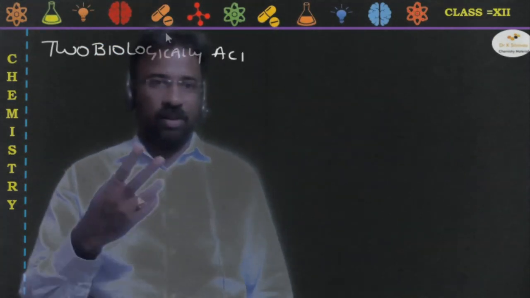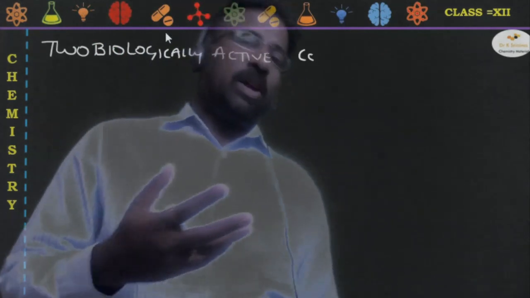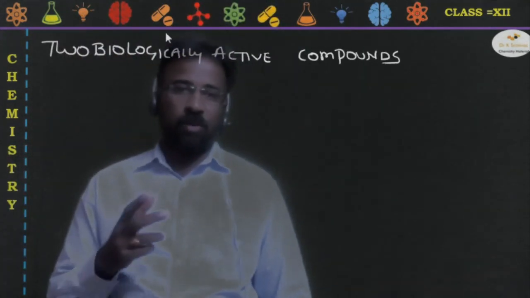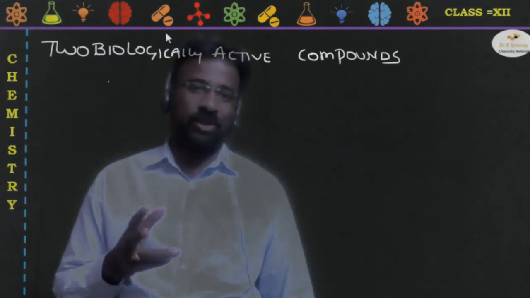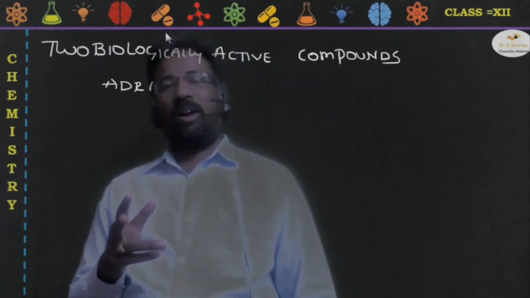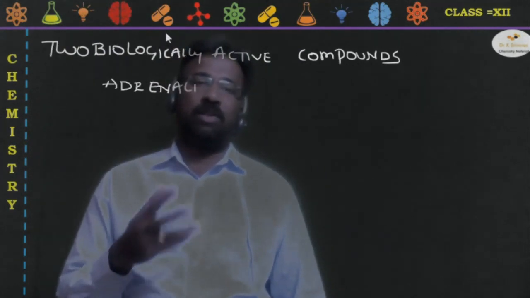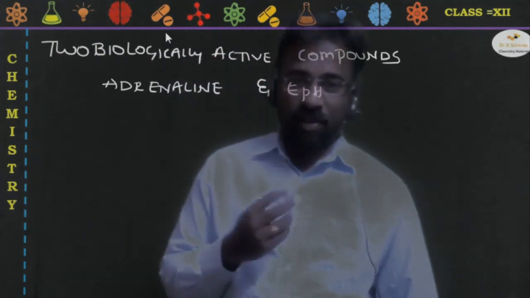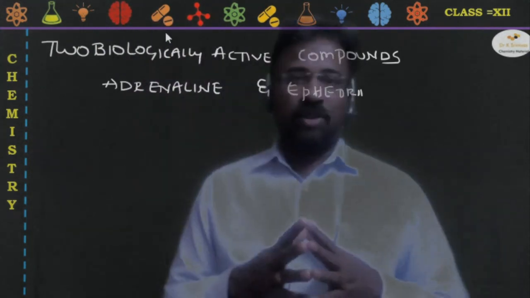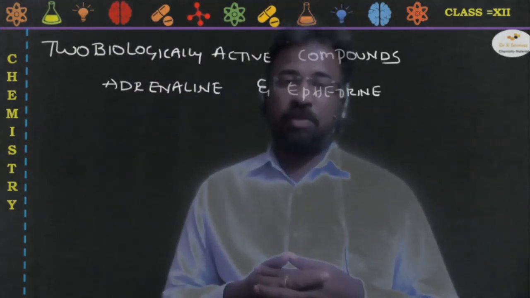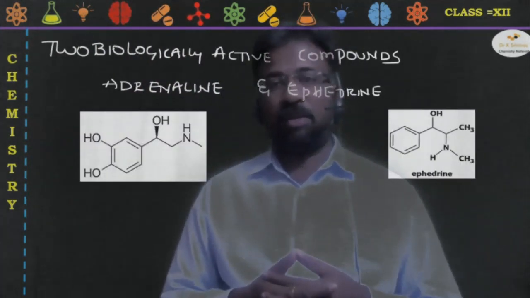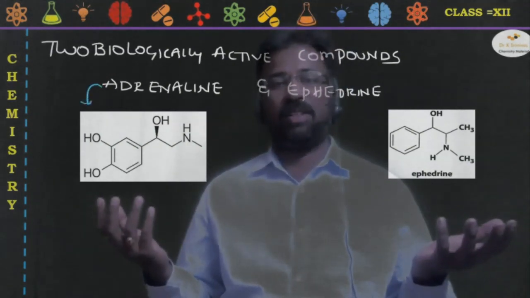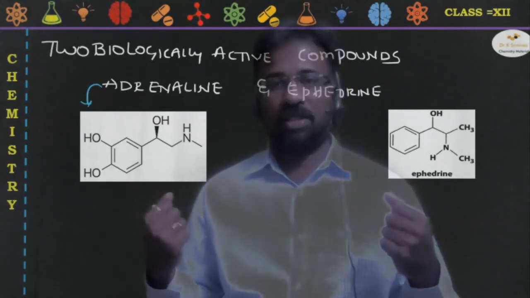And one more next is two biologically active compounds. Two biologically active compounds, very famous, of course. All human beings will be having generation of this one, adrenaline and ephedrine. Very important, and very excited also to explain these things. Why? Because whenever we are feeling excited, obviously we are going to get these chemicals generated in our body.